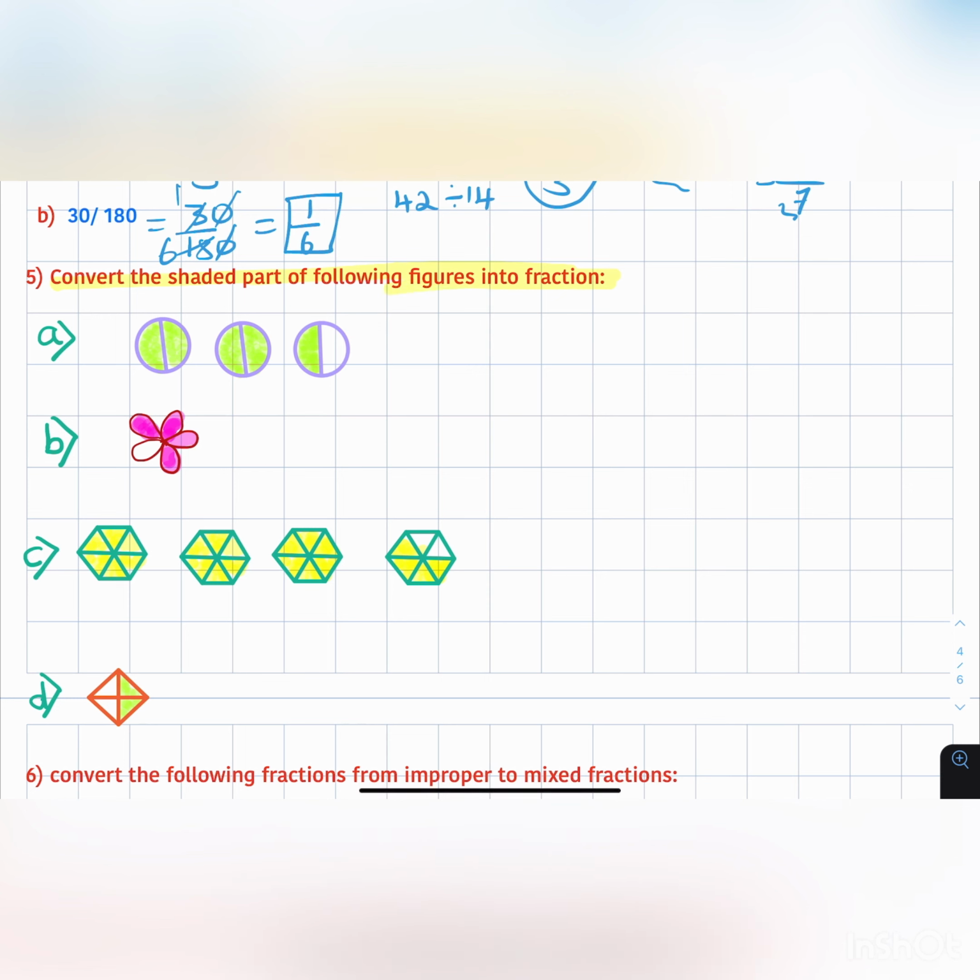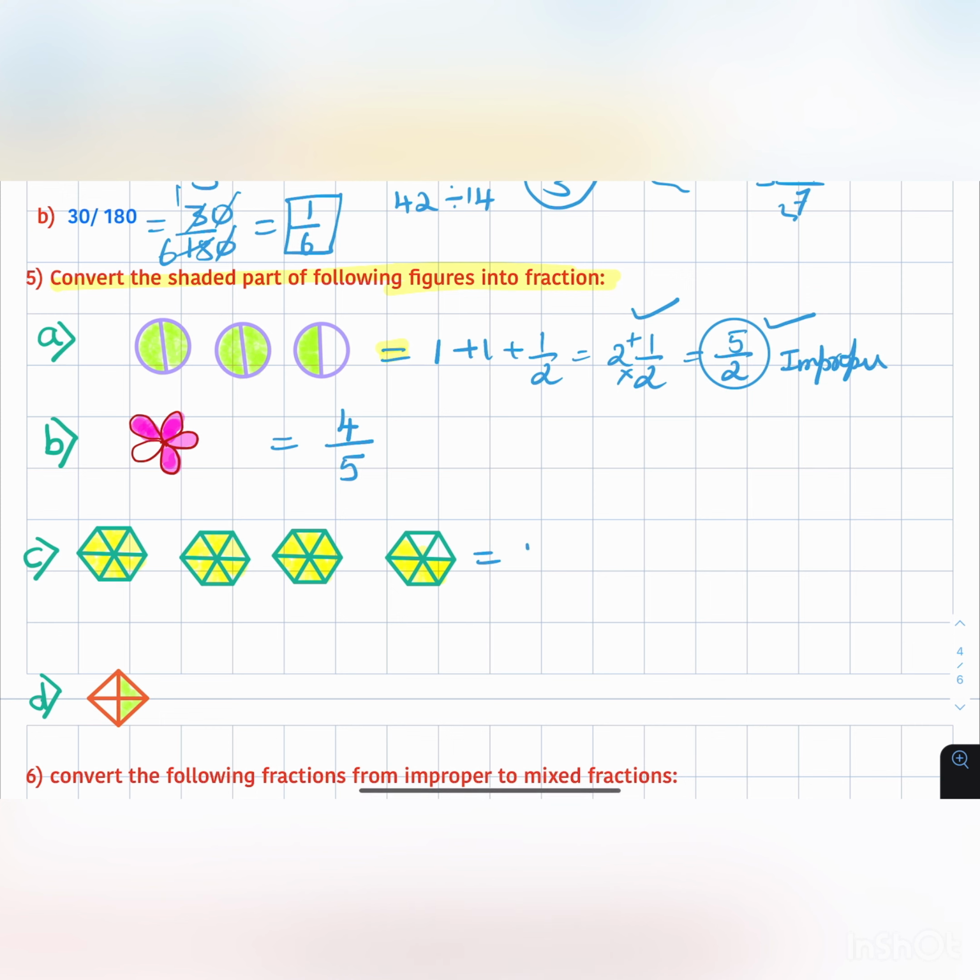Now this is, what can I write? 1 plus 1 plus half, so it is 2 and a half, and it is 2 2s are 4 plus 1, 5 by 2. This is a mixed fraction, and this is improper. The next one is shaded part is 4 parts are shaded out of 5. 5 petals, 4 petals are shaded. The next one is 1 plus 1 plus 1 plus 1, 2 3 4. 4 parts are shaded out of 6. So this is 3 4 by 6.